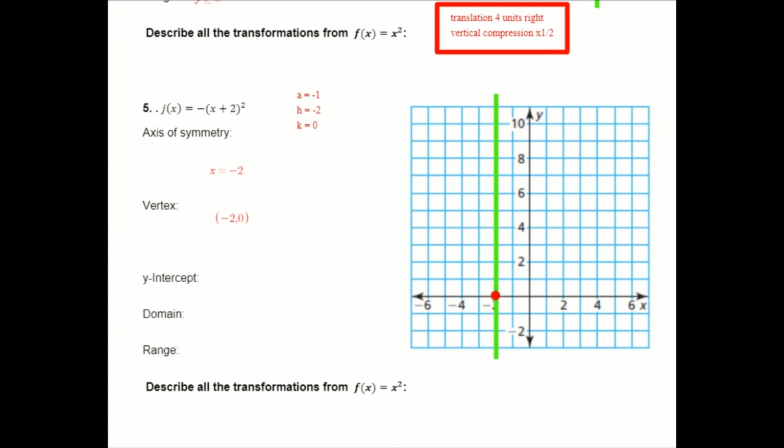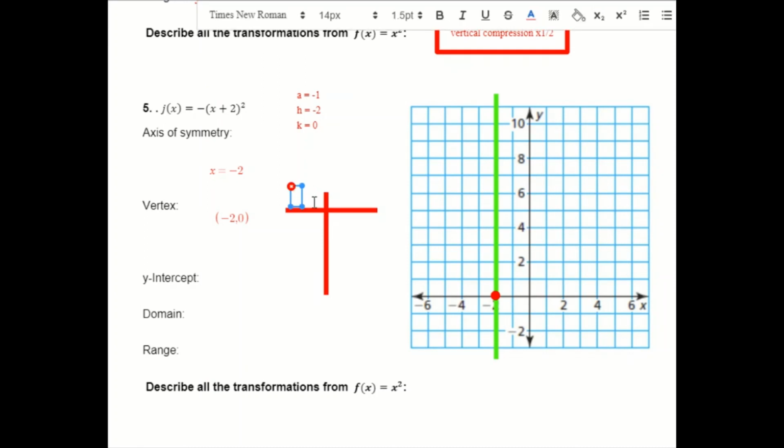Okay, so now we're going to do our little over-up chart. Now we haven't done one for -1 yet, so we'll just make a new one here. So my over, and so my up is going to be a, which is -1 times the over squared. So you always take that over and you square it.